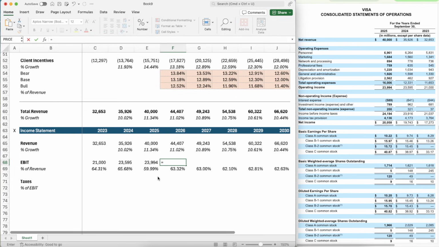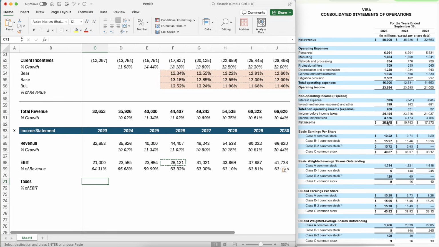For now, this EBIT is just a placeholder. We're going to do the proper one later. So just average out the last 3 years and then copy across. To work out the future EBIT, you just take your revenue, multiply it by its margin, the percentage of revenue, and copy it across. There we have it.